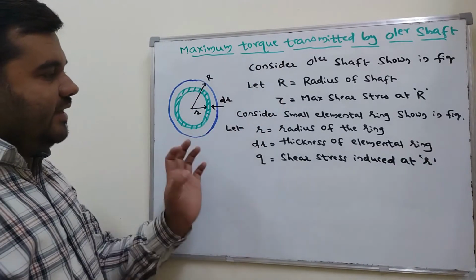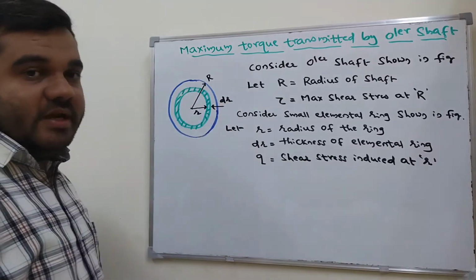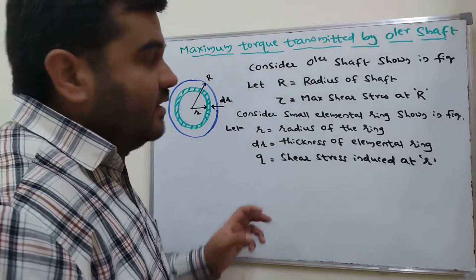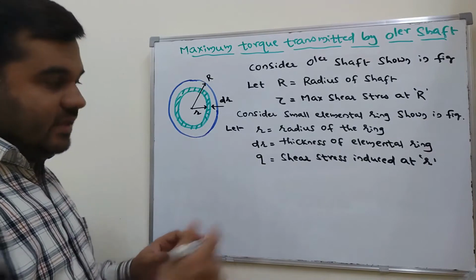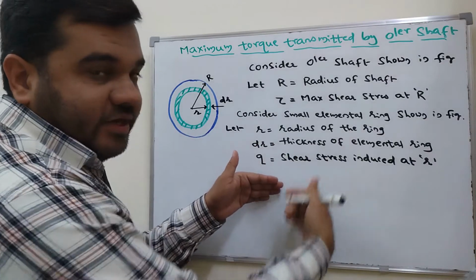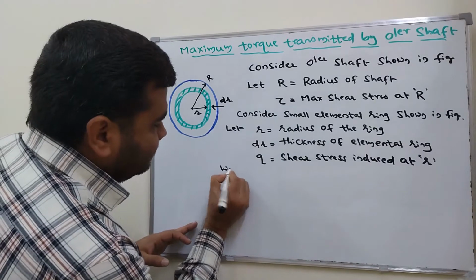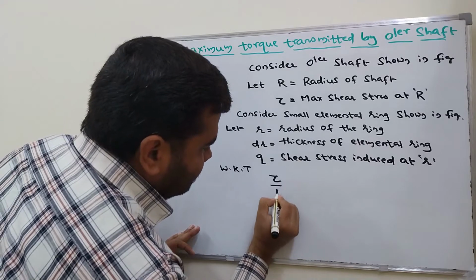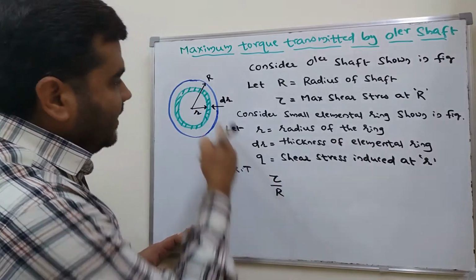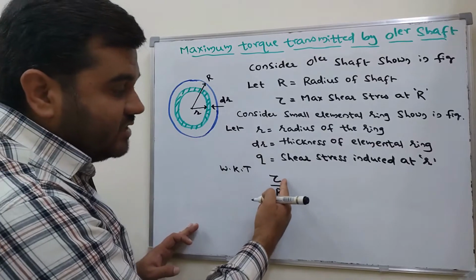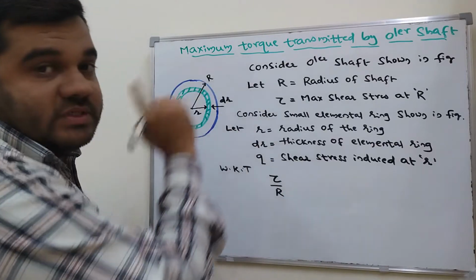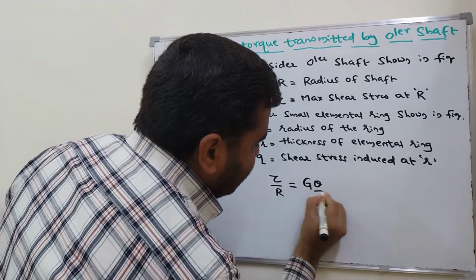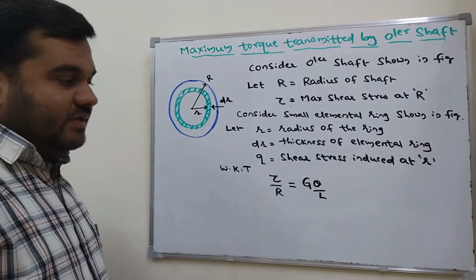Okay, now these are all the data. We are considering this small elemental ring. As I said, in the previous video we derived the relation between the angle of twist and the shear stress, and we need to continue from that here. We know that tau by R, where tau is the maximum shear stress and R is the radius, and remember this is the maximum shear stress developed at the outermost surface, equals G theta by L. This we derived in the previous video.